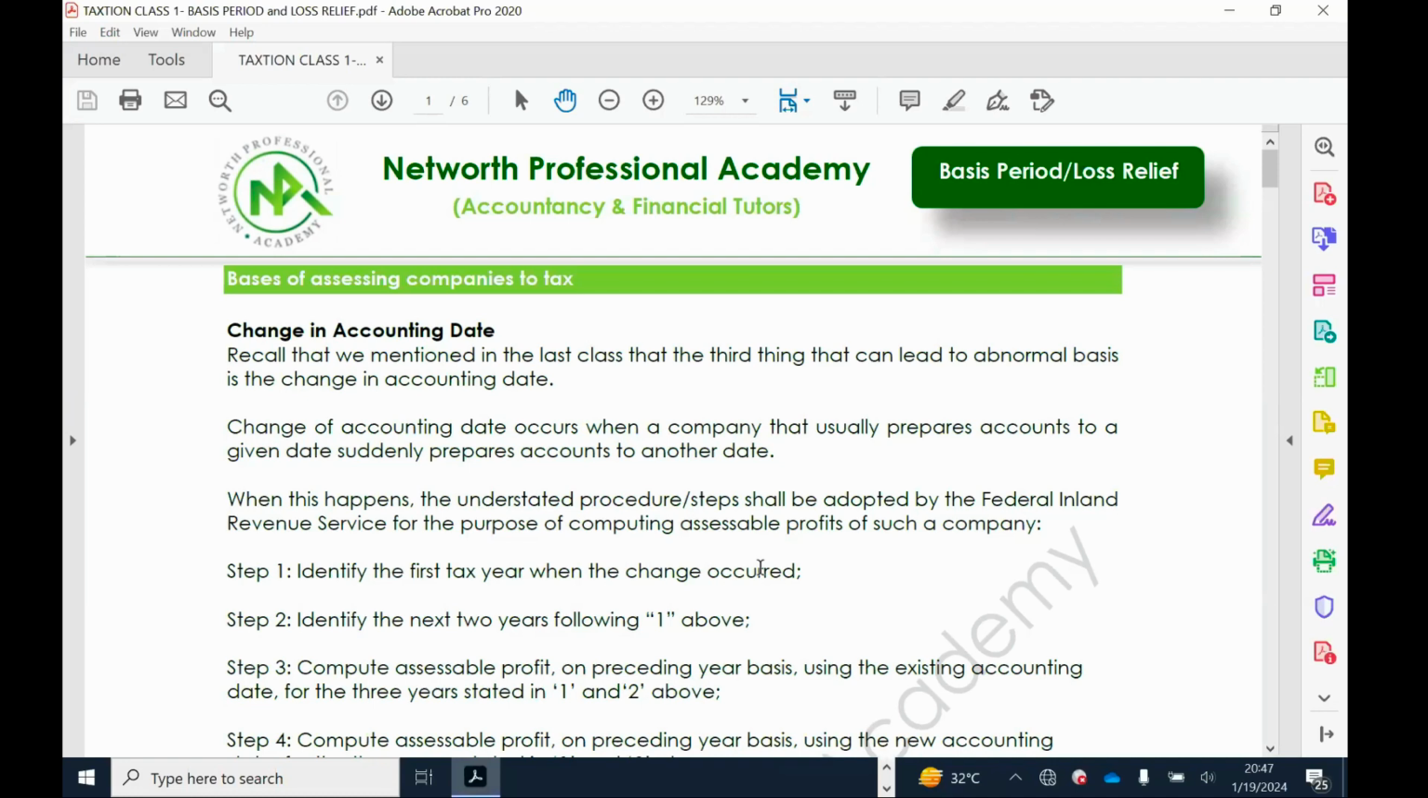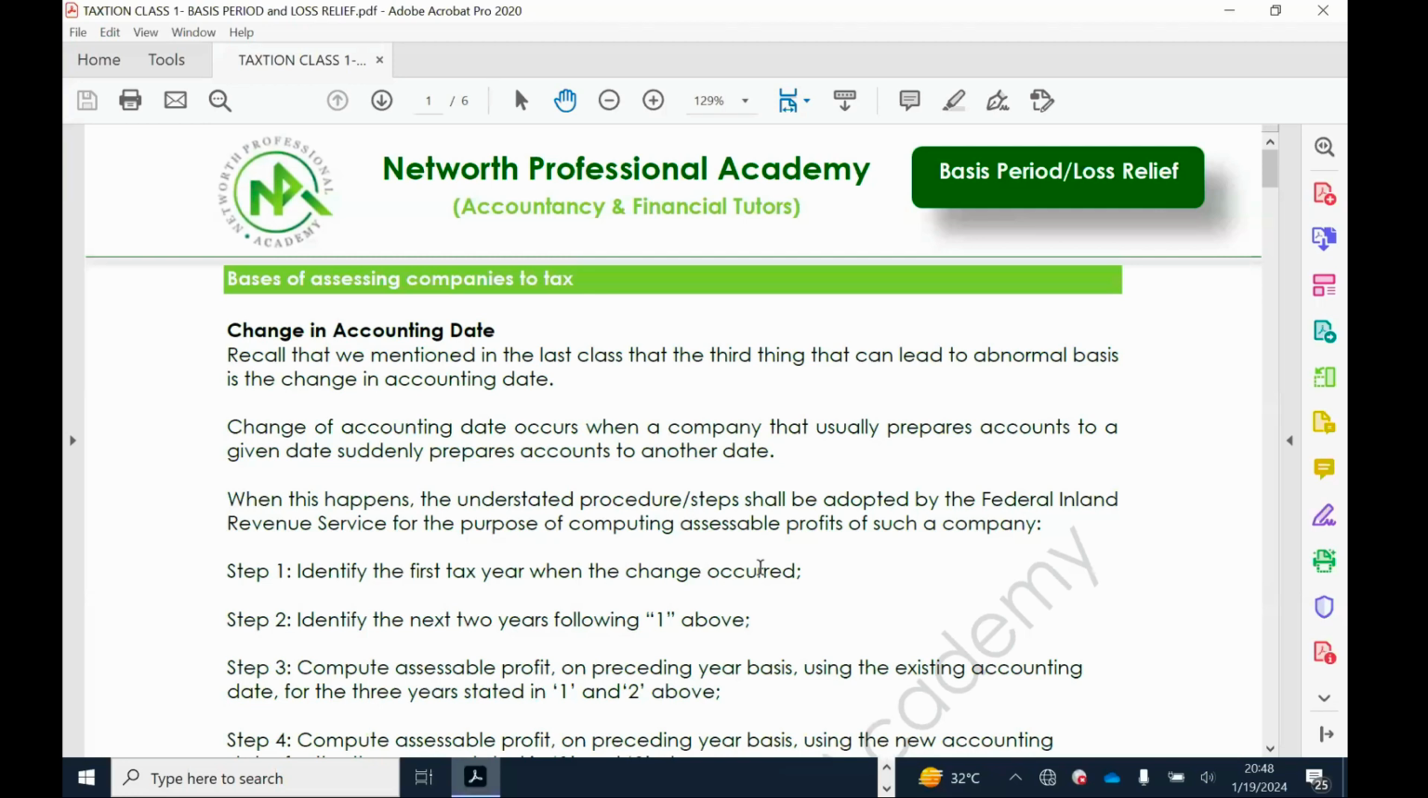Now, the third thing that we talked about in the last class that leads to an abnormal basis is a change in accounting dates. So a company can decide that, for several reasons, this accounting date is no longer favorable for me. It might be a statutory requirement from the regulators. And I gave an example last time.